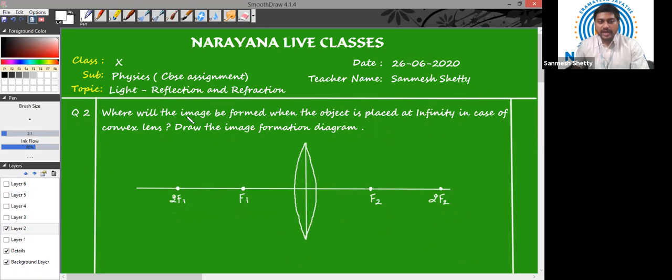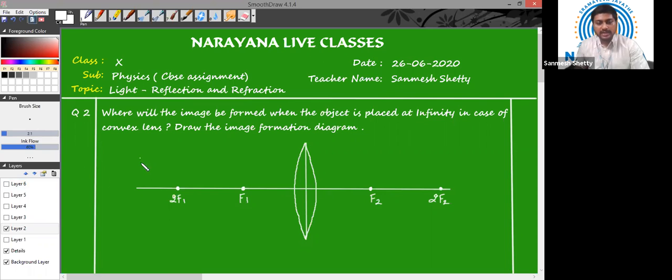Question number 2 is, where will the image be formed when the object is placed at infinity in case of convex lens? Draw the image formation diagram. Now, if the object is kept at infinity, the rays which are coming from an object kept at infinity will always be parallel. So let us draw the rays which are parallel to the principal axis.